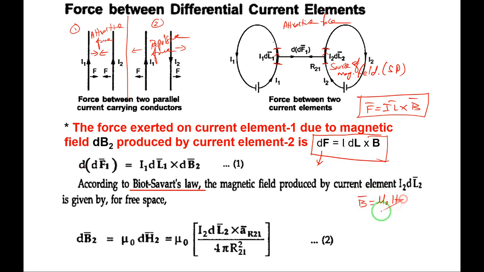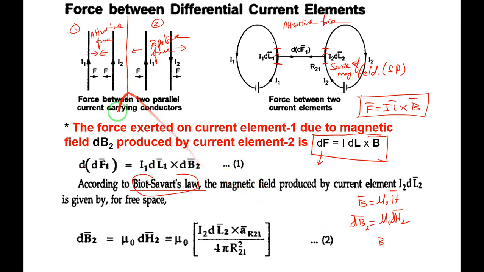But I want dB2, right? So dB is equal to mu naught H, so here dB2 is equal to mu naught dH2. So we can find out this differential magnetic field intensity by Biot-Savart law, right? By Biot-Savart law, we can find out this dB2.